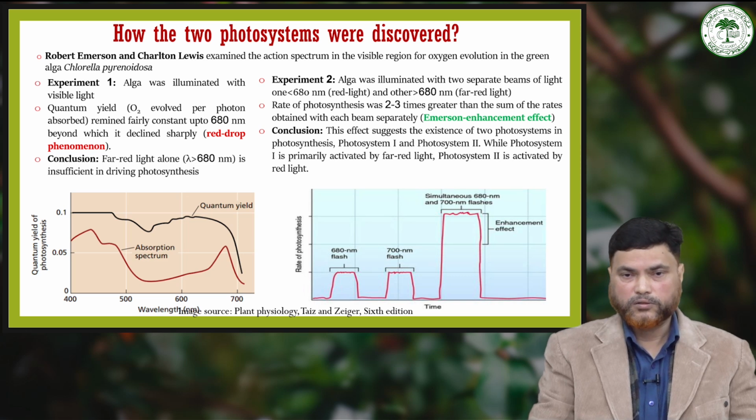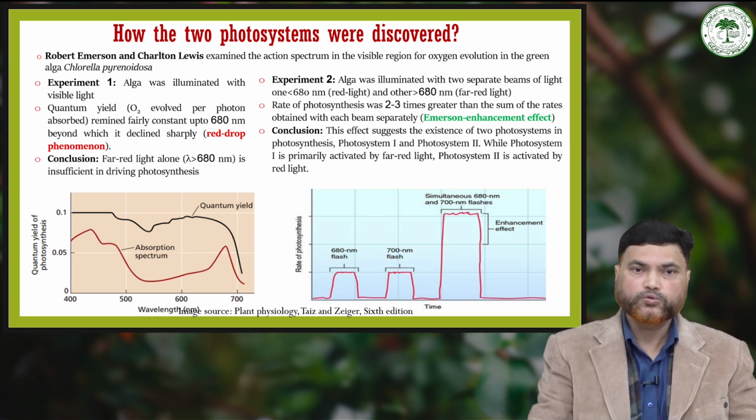Now, I would like to share the story of how two photosynthetic systems were discovered. The discovery of Robert Emerson and C. Lewis in the year 1943 explained the action spectrum for photosynthesis in the visible region of the light spectrum, while they performed the experiment using the green algae Chlorella. In this experiment, they determined the quantum yield of photosynthesis in this alga.